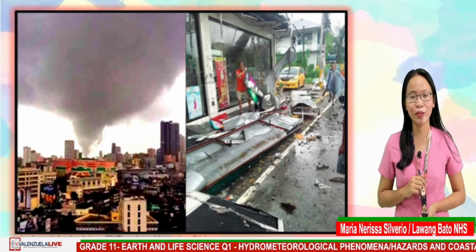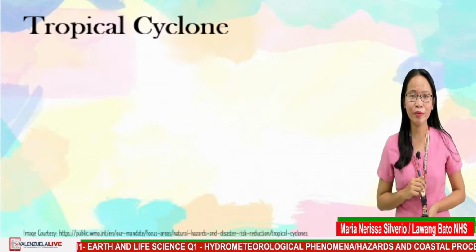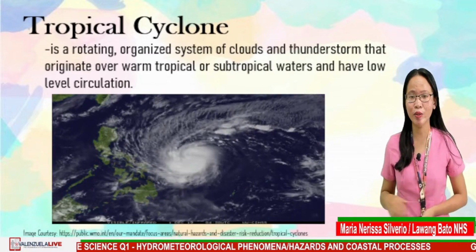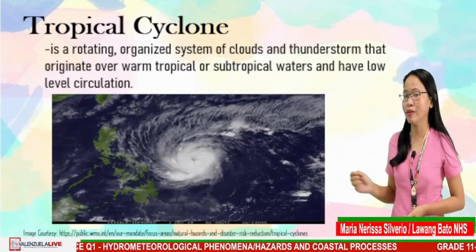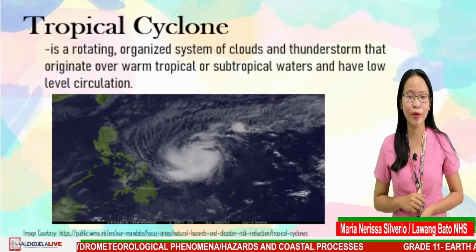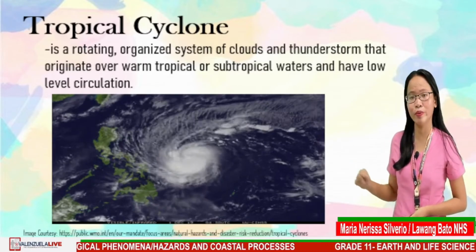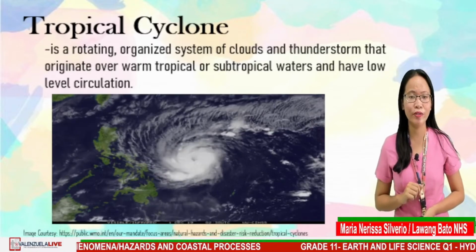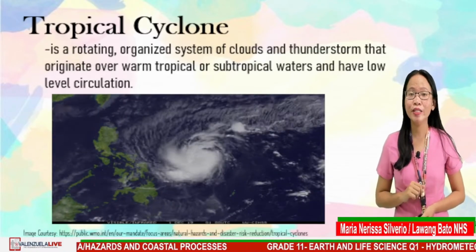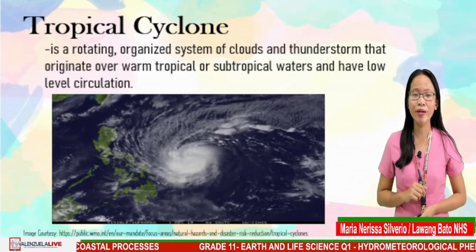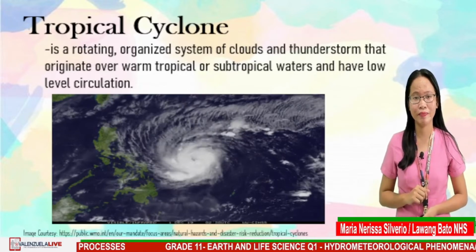Another hydrometeorological phenomenon is what we know as the tropical cyclone. A tropical cyclone is a rotating organized system of clouds and thunderstorm that originates over the warm tropical and subtropical waters and has low level of circulation. The terms typhoon, hurricane, and cyclone are the same weather phenomenon.